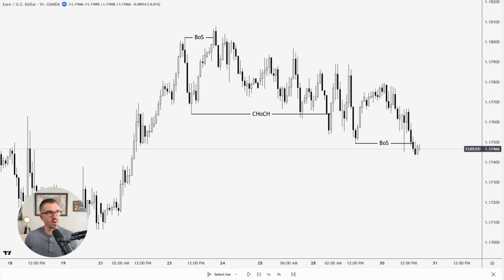So the structure that we're breaking here is this right here. The fact that we were going sideways through here after this change of character, and now we are breaking down again, proving or showing that sellers remain in control.